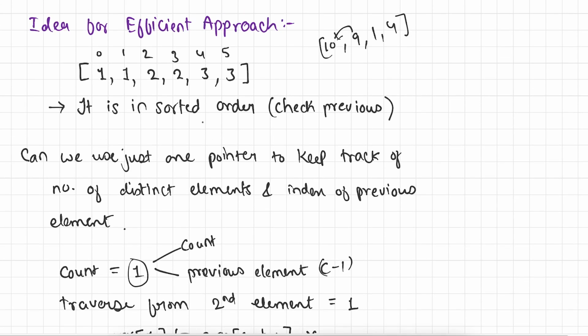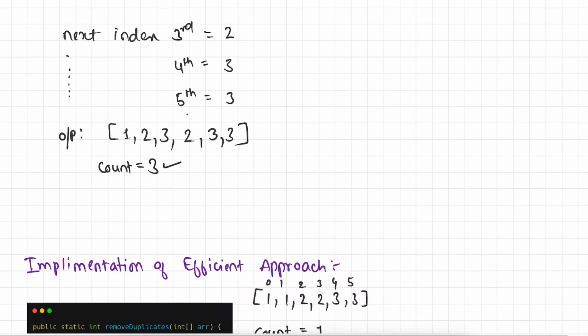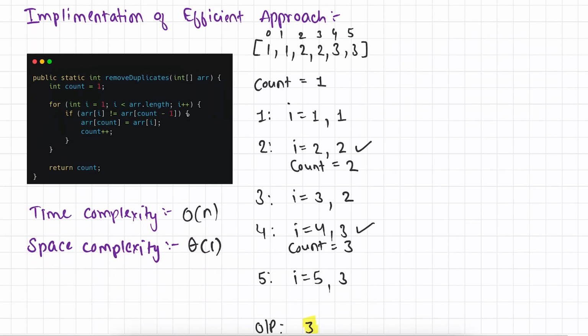So this is the idea of the efficient approach, that we just have to use one pointer. We do not have to use 2 loops or any extra space to solve this problem. We can just use one pointer to solve this problem by simply keeping track of the previous element. Now let's see the implementation of this efficient approach. Here we have removed all the unnecessary code. So in this code I have removed all the unnecessary code, and this time we are not using any extra array to keep track of the previous element.